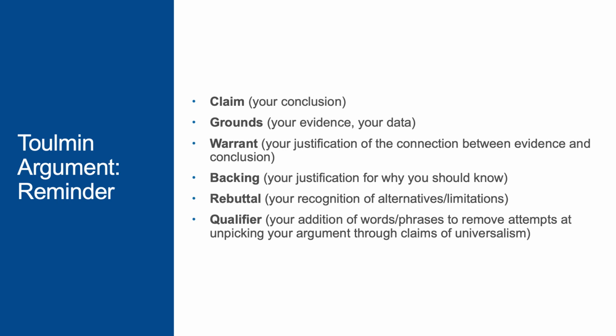So we have our claim, we have grounds, which is our evidence or our data. We have a warrant, which is our justification of why that evidence connects to the claim. We have our backing, which is our way of proving that that's true. We have our rebuttal, which is our recognition of alternatives or a recognition of complications or limitations. And we have our qualifier, which is our addition of particular words or phrases to challenge any claims of universalism.